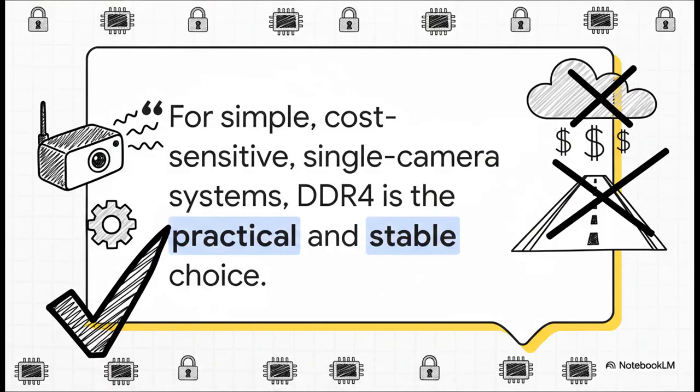And so the verdict here, it's a no-brainer. In this situation, spending the extra cash on DDR5 just doesn't make any sense. The extra bandwidth would just sit there doing nothing. For these simple, cost-first systems, DDR4 is absolutely the practical and stable choice.